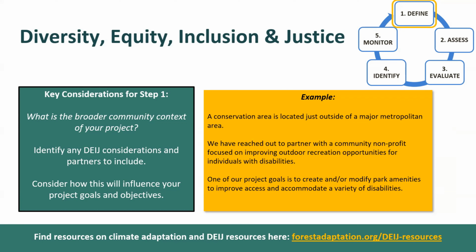So the example, a conservation area is located just outside of a major metropolitan area. That's the broader community context for the project. We have reached out to partner with a community nonprofit focused on improving outdoor recreation opportunities for individuals with disabilities. We're identifying these DEIJ considerations and potential partners to include in our planning. Lastly, one of our project goals is to create and/or modify park amenities to improve access and to accommodate a variety of disabilities. We're considering how including DEIJ will influence our project goals and objectives.